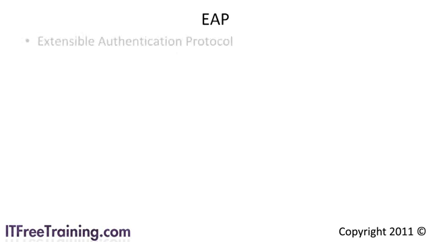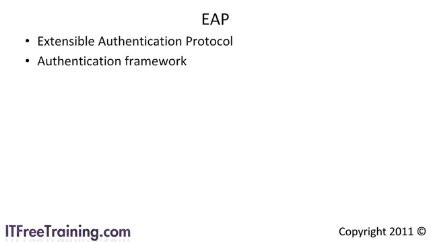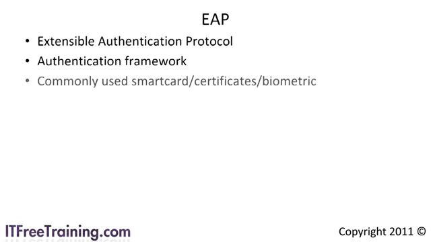EAP, or Extensible Authentication Protocol, is not an authentication mechanism by itself, but an authentication framework. There are currently about 40 different protocols that bolt on to EAP. Since EAP is extendable, developers are free to add on custom authentication methods. EAP is commonly used for smart cards, certificates, and biometric devices such as fingerprint scanners.